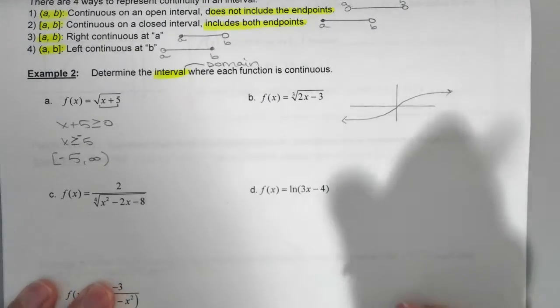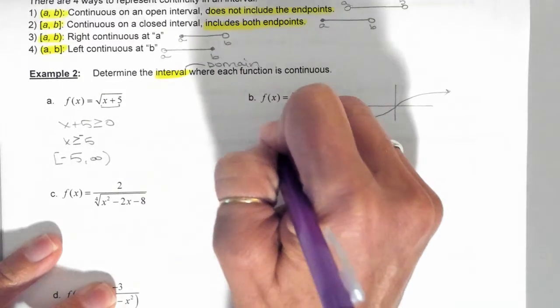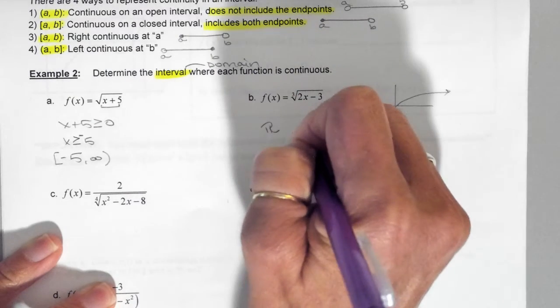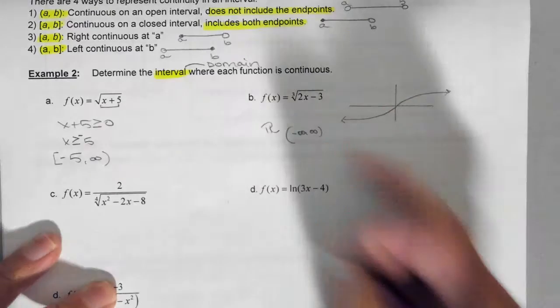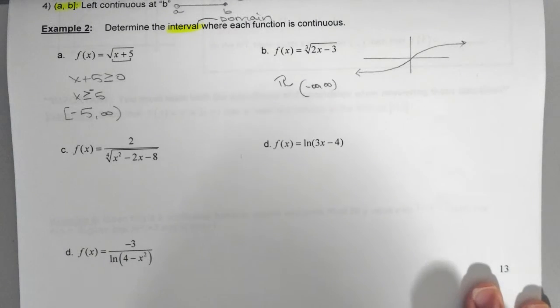So that should make sense. So in this case, your domain is either all reals, however you want to write it, or negative infinity to positive infinity. Typically, if it says the interval, you need to write it in interval notation.